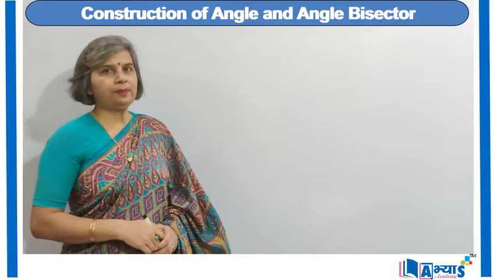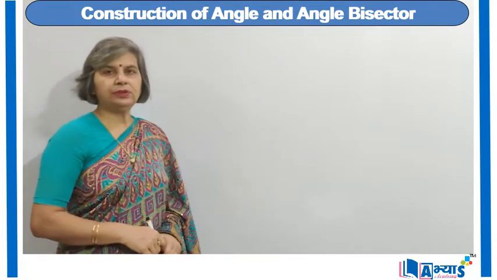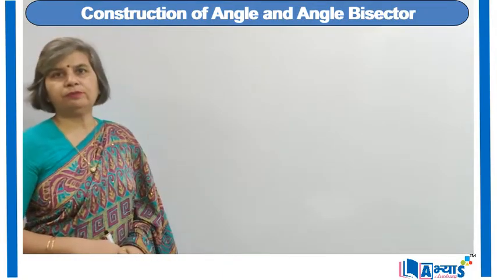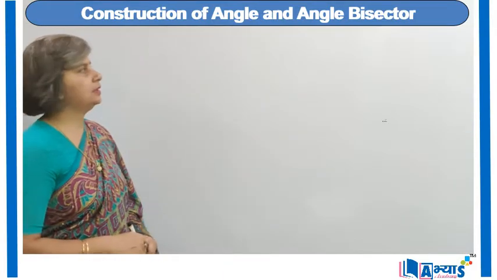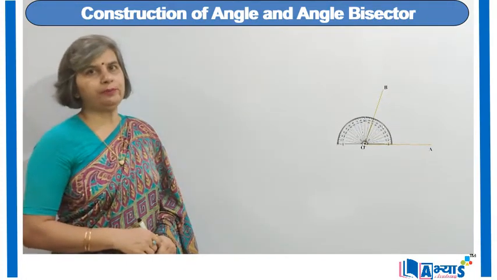Now let us try to apply the concept. We are supposed to draw an angle of 72 degrees, and then we have to bisect this angle of 72 degrees to make an angle of 36 degrees. So first, to draw an angle of 72 degrees, I will take the help of a protractor.